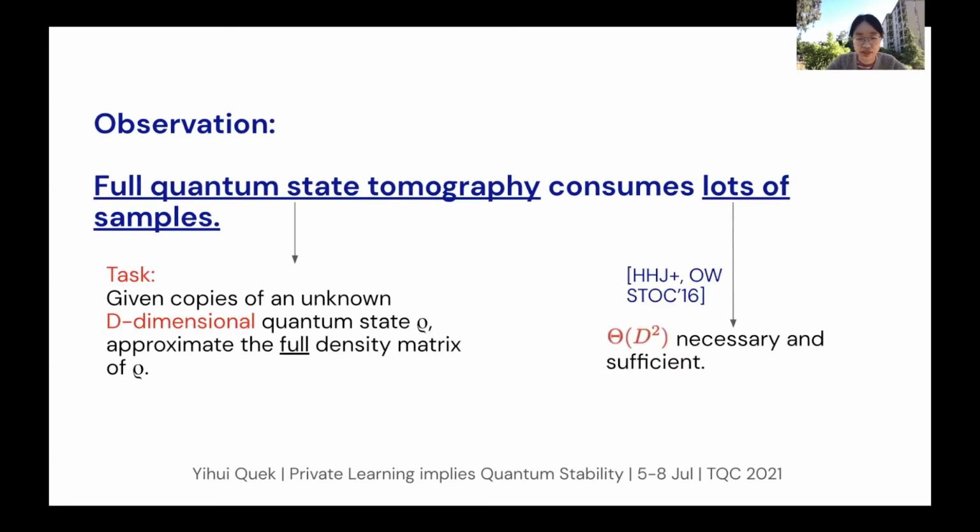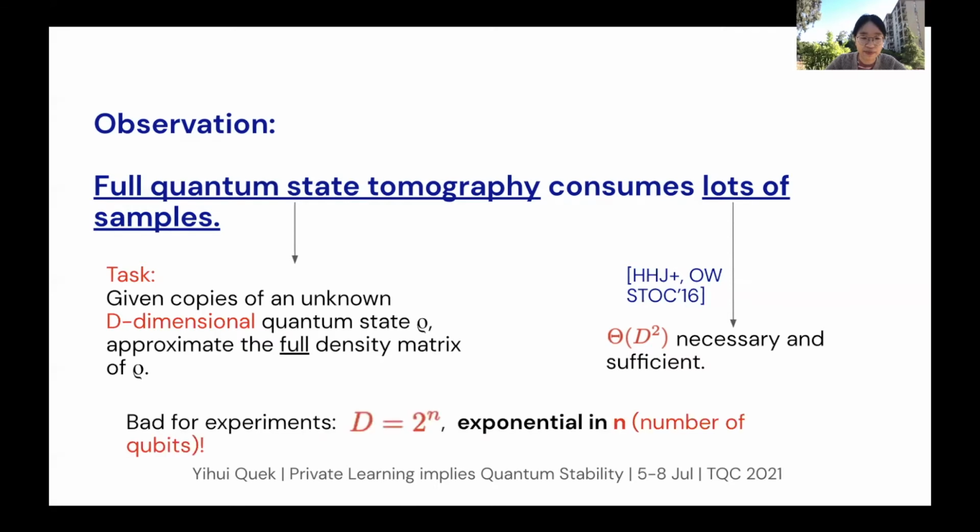And when we say lots of samples, a couple of years ago, two breakthrough papers proved that the number of samples that are necessary and sufficient to accomplish this task is the square of the dimension of the quantum state. This is of course bad because d is exponential in the number of qubits that the quantum state is on. So if you want to estimate the full density matrix of the quantum state, you've got to prepare an exponential number of copies of that state.